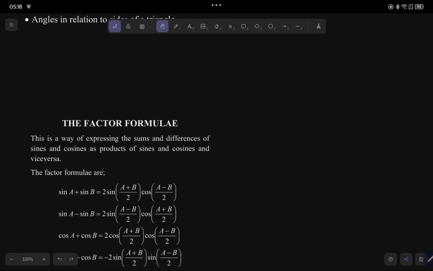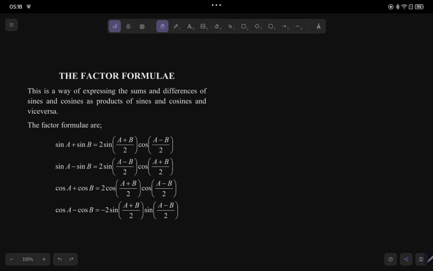The factor formulae are a set of formulae that help us express the sums and differences of sines and cosines as products of sines and cosines, and vice versa.